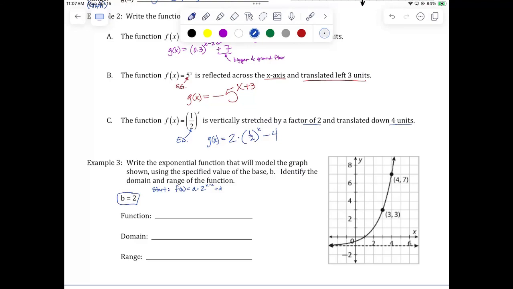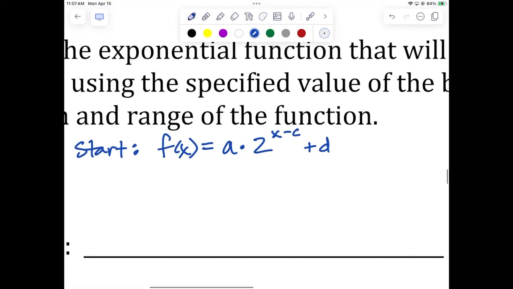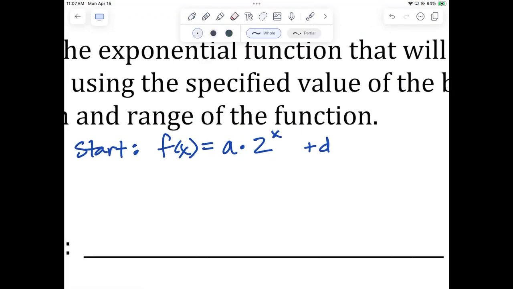You know what I think we should even start with? I don't even think I'm going to do a horizontal shift. I think I'm going to let the horizontal shift be taken up by the a value. Let's see if this will work, because the horizontal shift is going to be hard to visualize, but the vertical shift is not. So let's start with this.